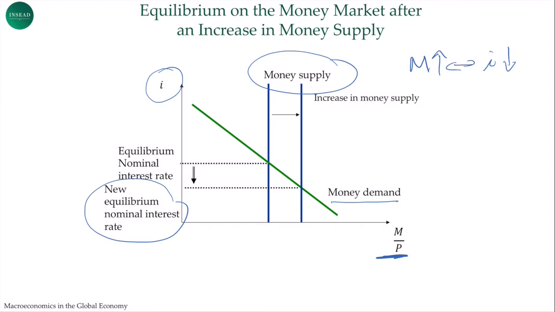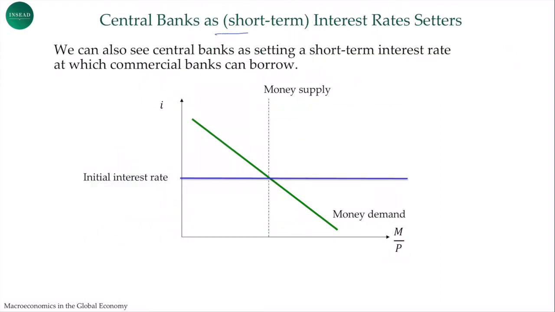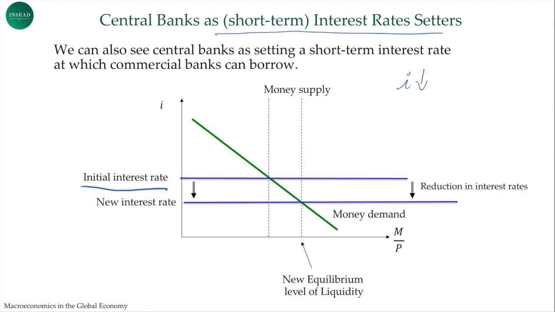We can get the same intuition if we think about central banks not as setting the money supply, but as setting the interest rate. So what if central banks define their policy as a level of interest rate as opposed to a level of liquidity? Now, as the central bank decides to lower the interest rate, in equilibrium, we're going to end up with more liquidity, because as interest rates go down, commercial banks are more likely to borrow from the central bank, and that is going to lead to higher liquidity in the market.